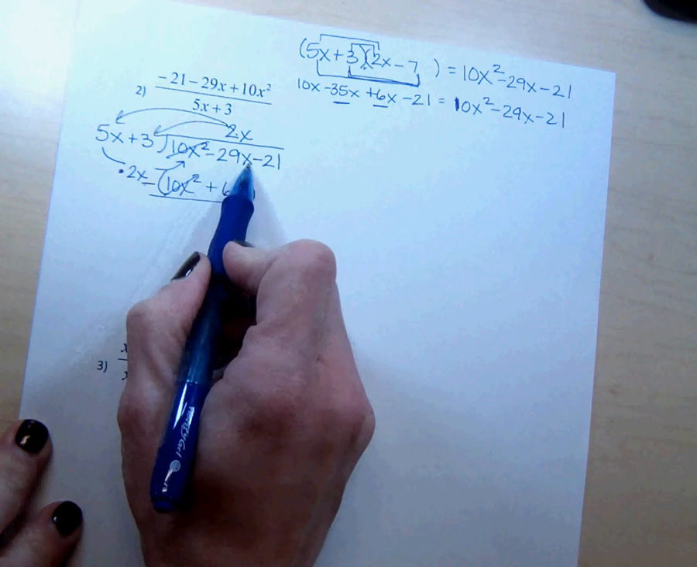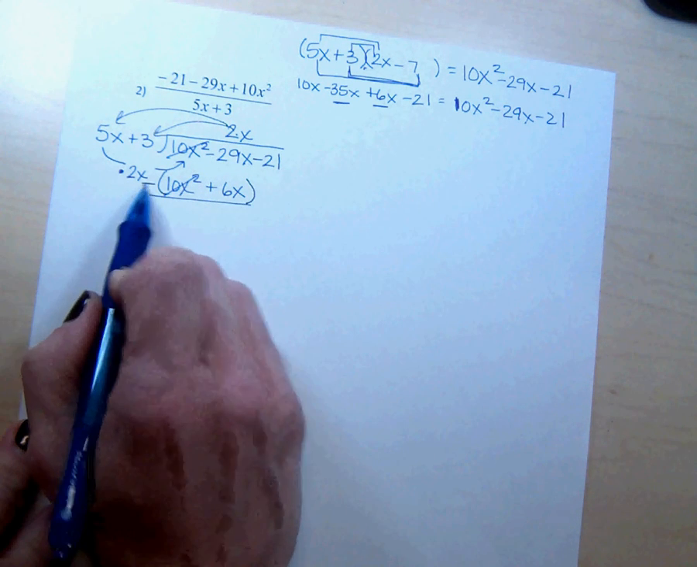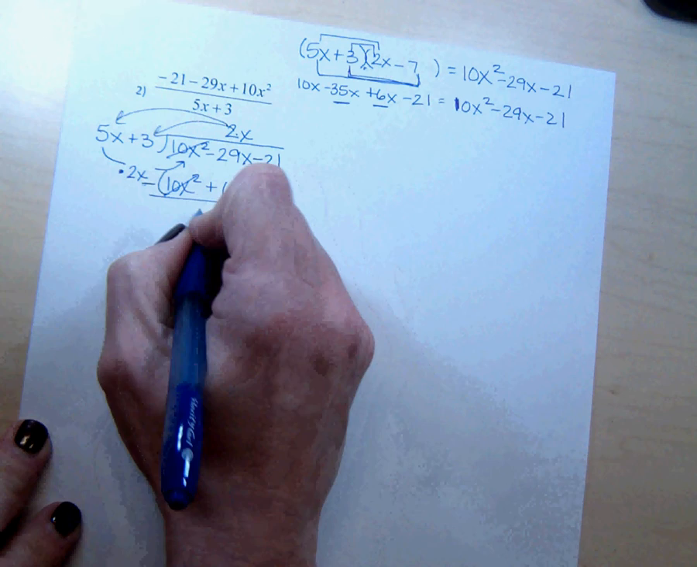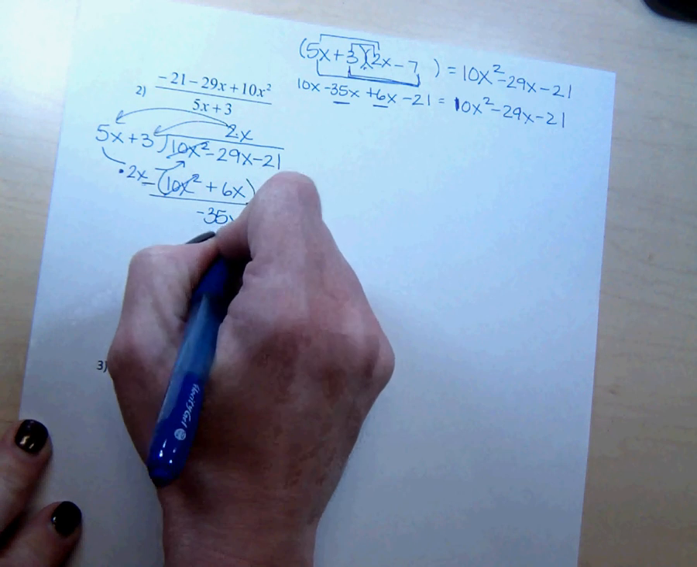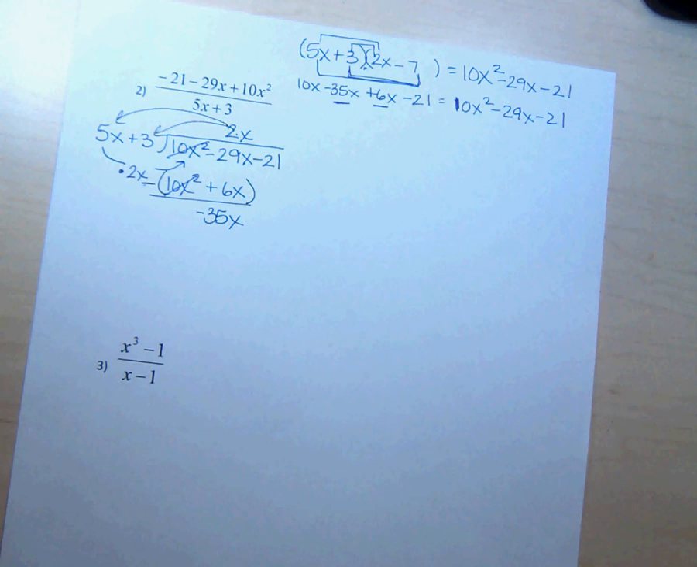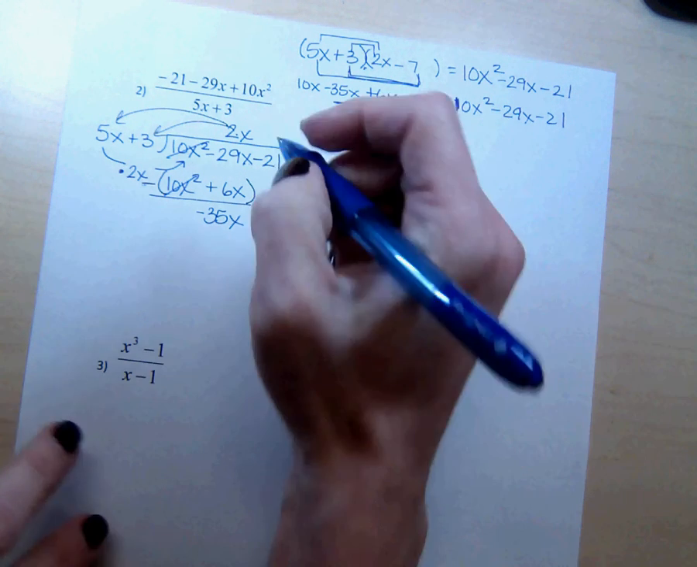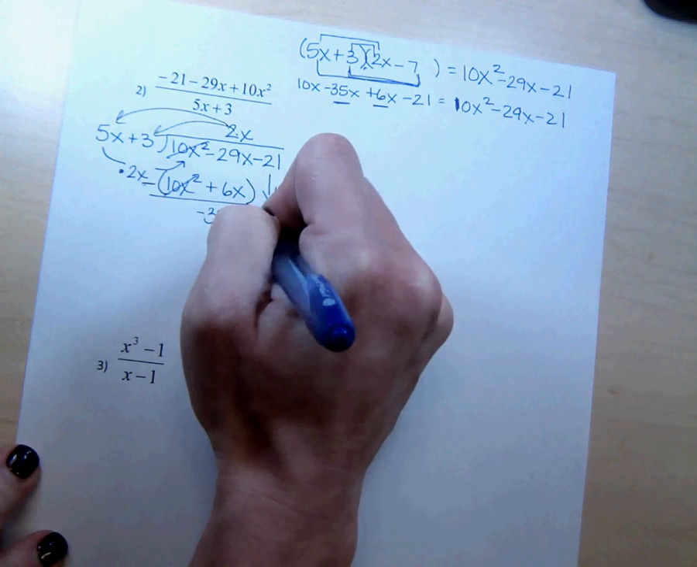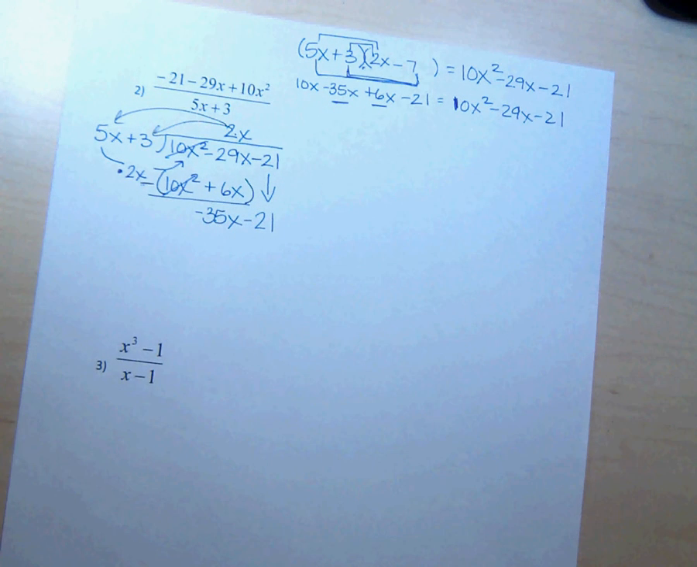Negative 29x minus positive 6x is negative 35x, because you're starting with negative 29 and now you're subtracting a positive 6. So that's like negative 29 minus 6. And then we bring down the next term. So we bring down the minus 21.